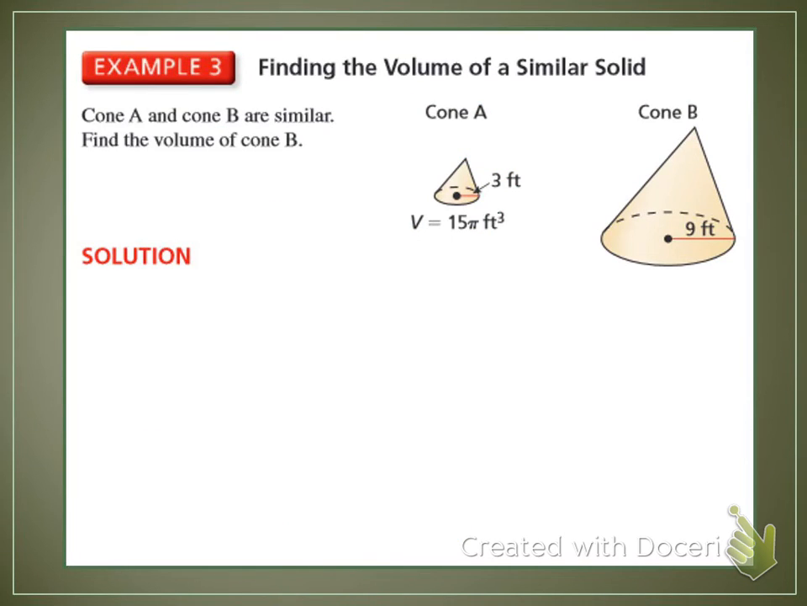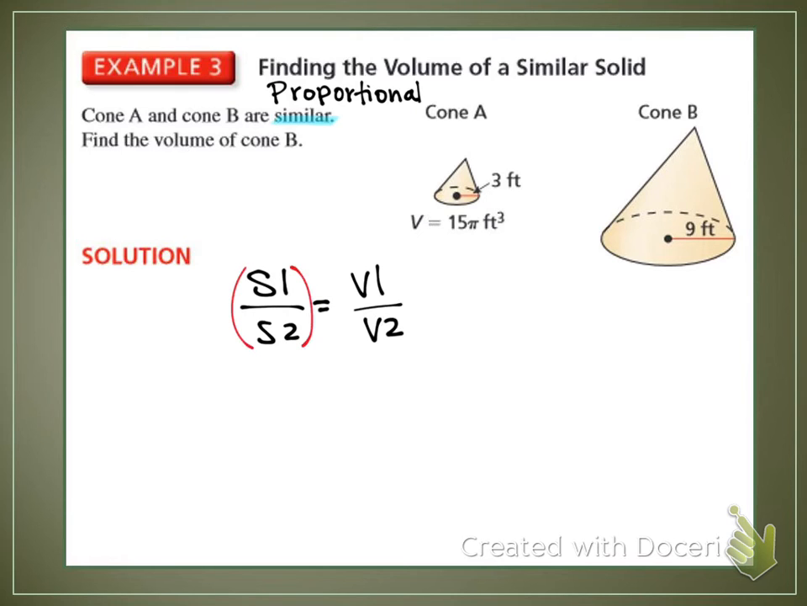All right, and then this is the last one we'll do for today. Cone A and cone B are similar. Find the volume of cone B. So if they're similar, what do I know about their sides? They are proportional. So take the sides, make them proportional to the volume, but I can't leave it like this, or they're not yet proportional. What do I have to do? Cube the sides.